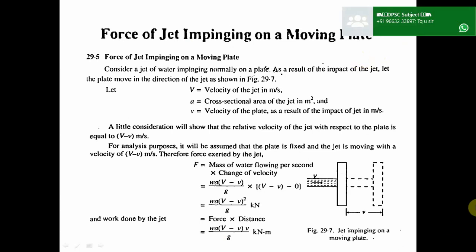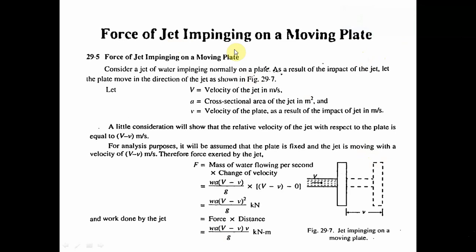So problems related to the force of the jet impinging on a moving plate. So if the force of the jet is acting on moving plate, so force of jet impinging on moving plate. So consider a water jet impinging normally on the plate. As a result of its impact of jet, let the plate move in the direction of the jet as shown in the figure. Here it is the figure 29.7.